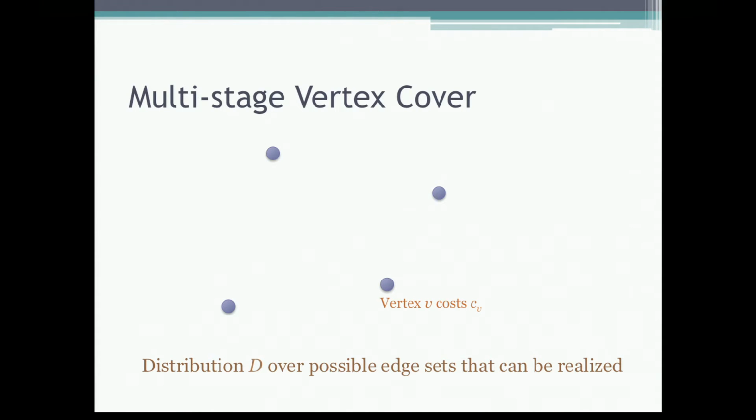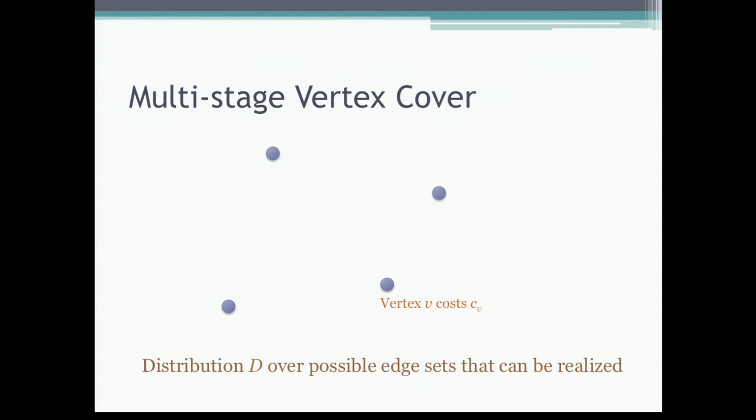So you're given some vertices, and you're given some costs of these vertices. Okay. But you don't know what the edges are. What you're given is a distribution D over what edges could be realized. Maybe with probability 1/3, this set of edges is realized. Maybe with probability 1/6, this set of edges is realized, and so on. You're given a distribution D over possible edges that could be realized.